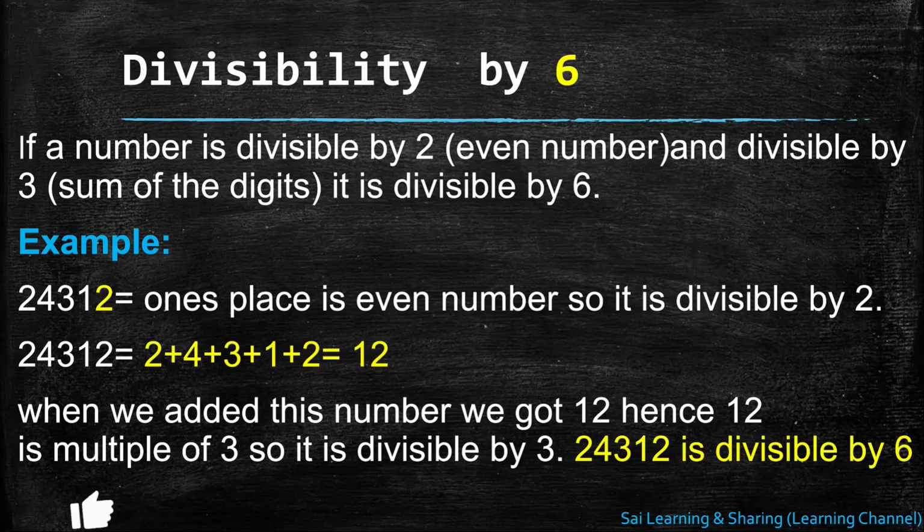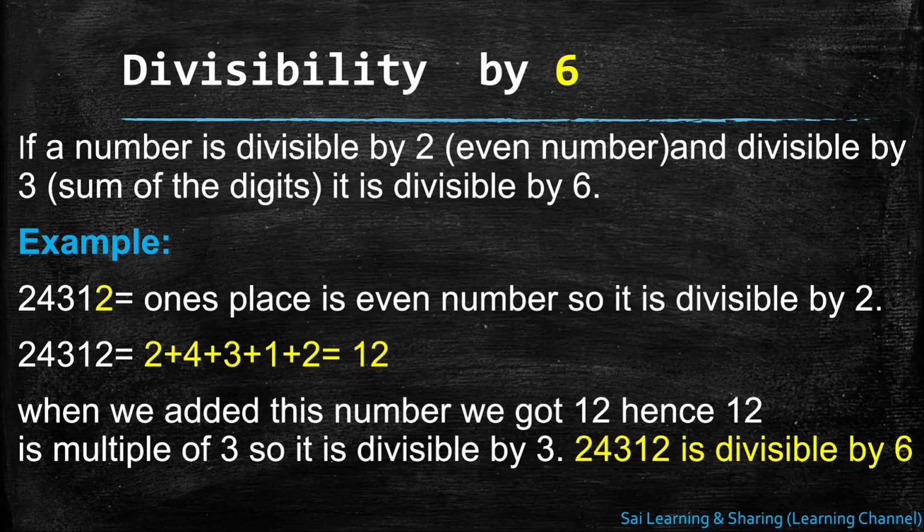Divisibility by 6. If a number is divisible by 2, which is an even number, and divisible by 3, which is checked by the sum of the digits, it is divisible by 6. Here are the examples. First one, 24,312. In the ones place it is written an even number. So it is divisible by 2.